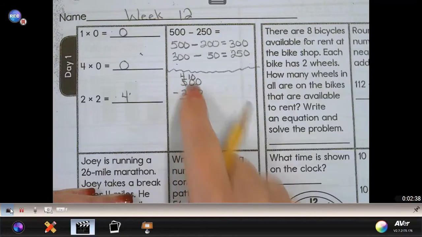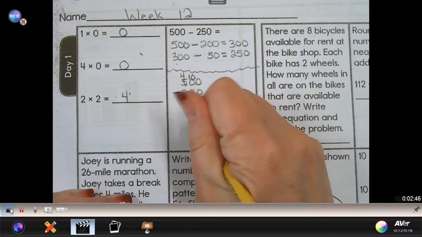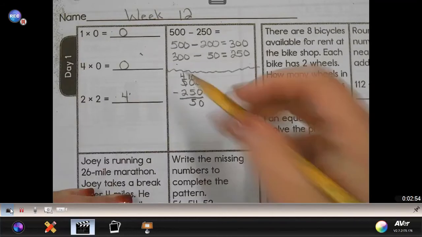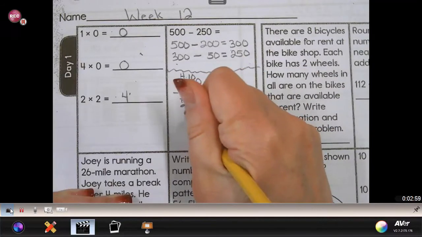Now I subtract 50 from this 100, or these 10 tens. So 10 tens minus 5 tens is going to be 5 tens, which is 50. And 400 minus 200 is 200.